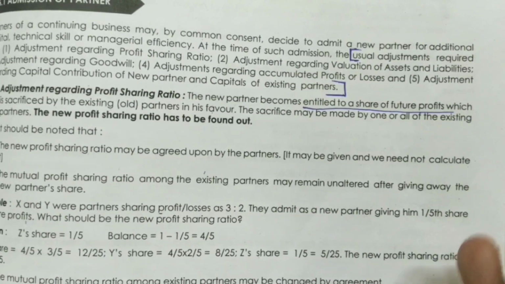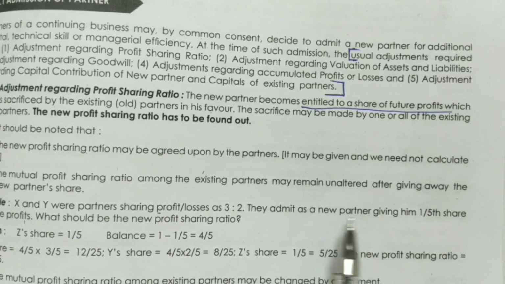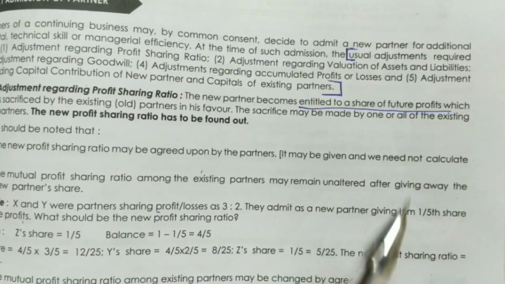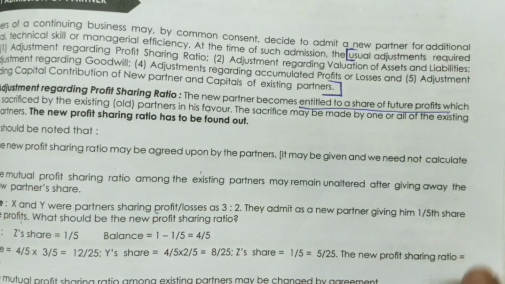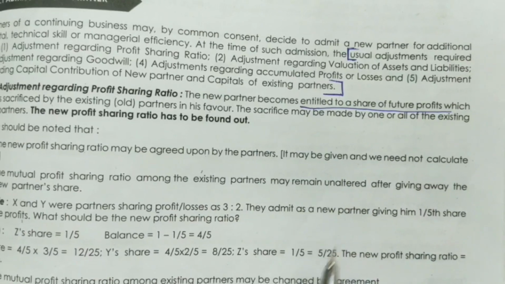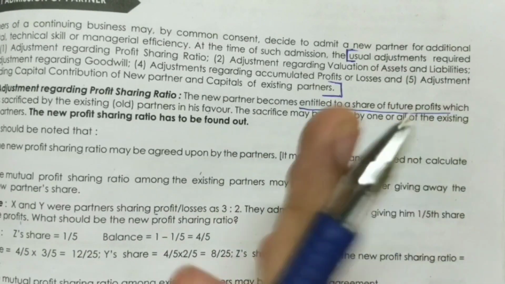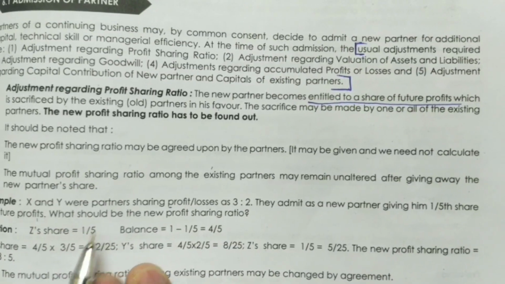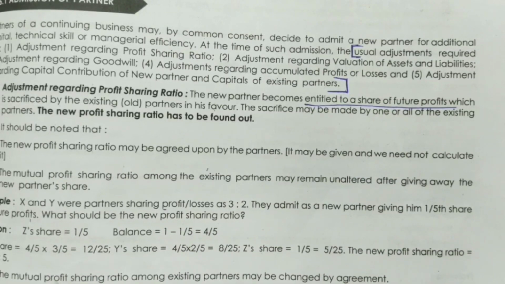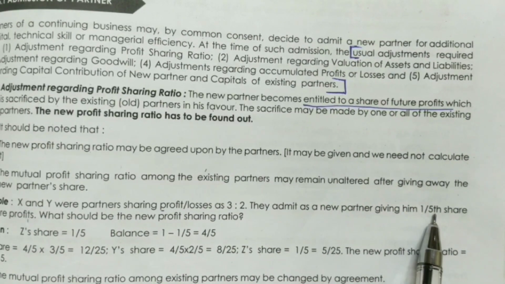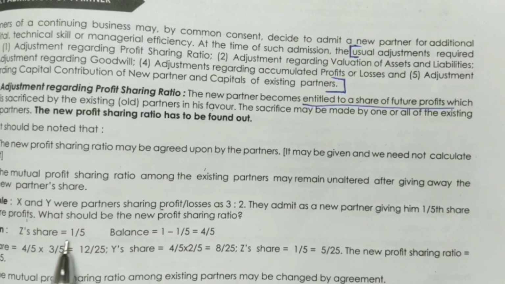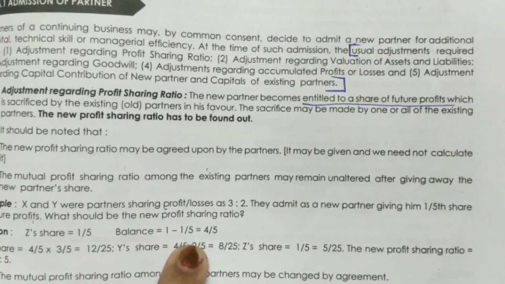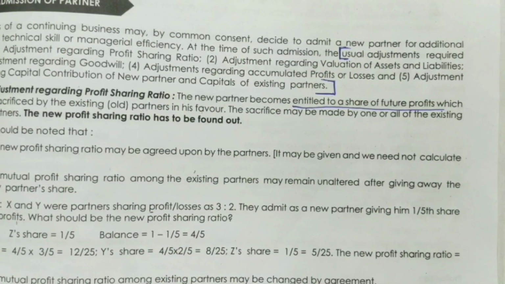The second point told us that the mutual profit sharing ratio among the old or existing partners may remain constant or unaltered. There will be no change in them. It says may, they are stressing may remain unaltered, after giving away the new partner's share. So let's do that first. Z's share is 1/5, given in the question itself. Now, after giving away Z's portion, what will be the balance share? That is subtracting 1/5 from 1. We'll get 4/5. You'll be asking me what is the logic of subtracting 1/5 from 1, right?